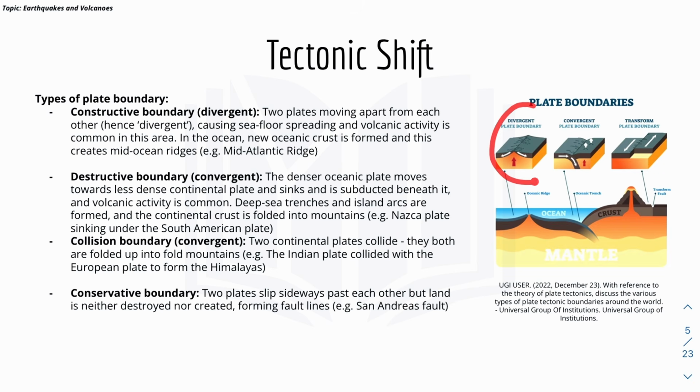And here we can see the divergent plate boundary, where two plates are moving away from each other, causing this rise of magma, where the magma can then cool down to become lava, and basically cools down to become a new landform.